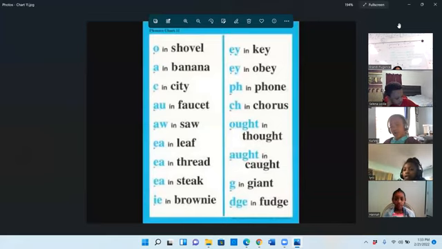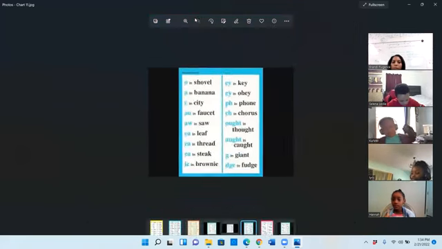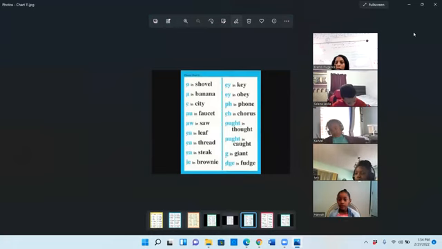PH says in clothes. PH says in chorus. OUGH says in thought. AUGHC says in caught. G says in giant. DGE says in fudge. All right. Y'all are supposed to give the chart.